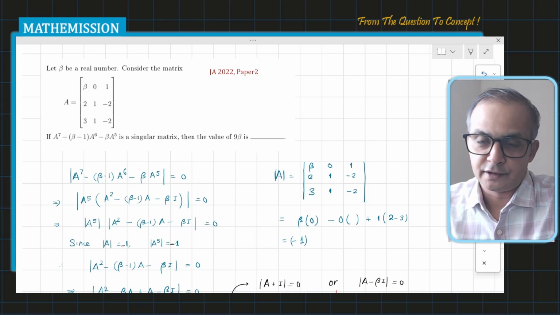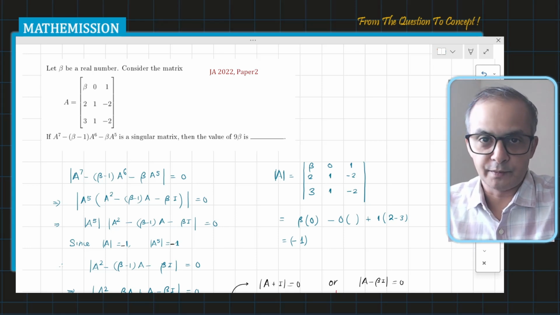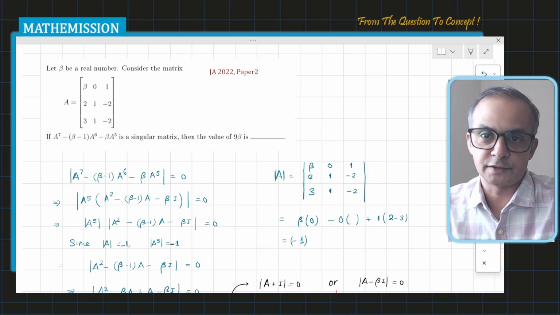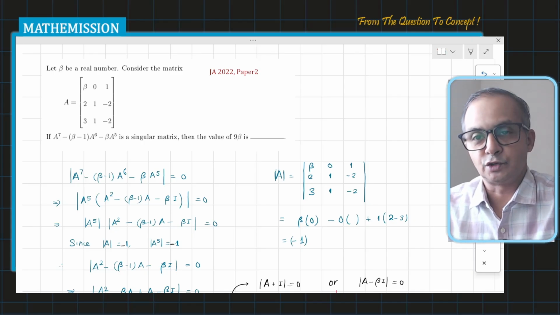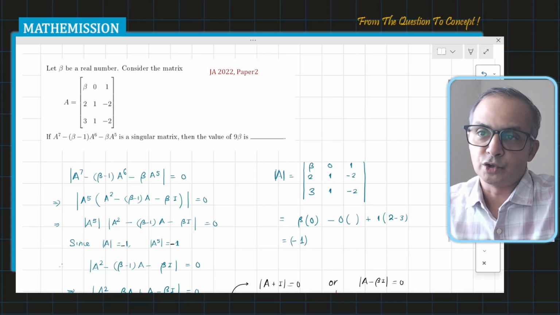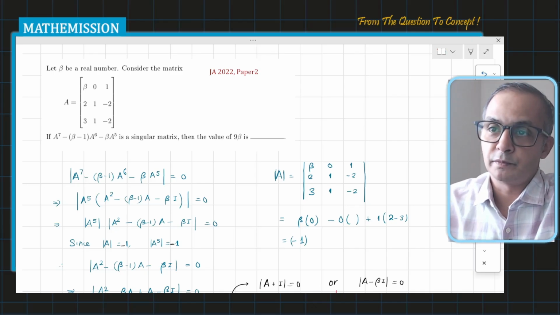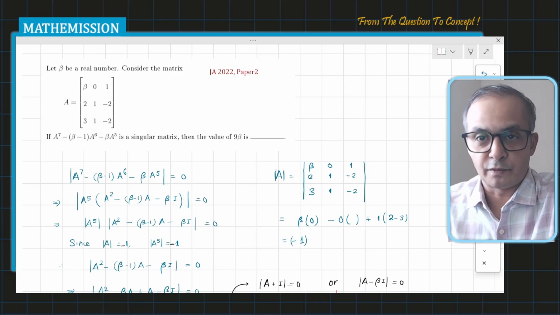Hello everyone, welcome back to "The Why Behind What", in which I bring one JEE Advanced PYQ question, and I try to solve it in different ways or explore a little bit deeper to understand mathematics. So the question for today's episode is taken from JEE Advanced 2022 Paper 2. This question is from matrix and determinant.